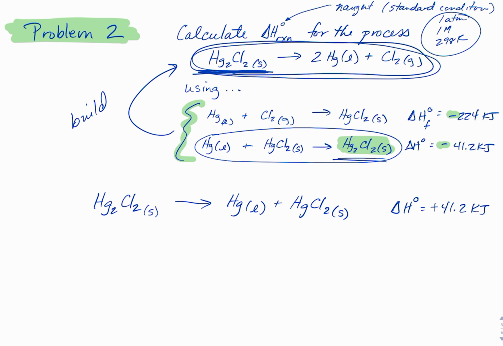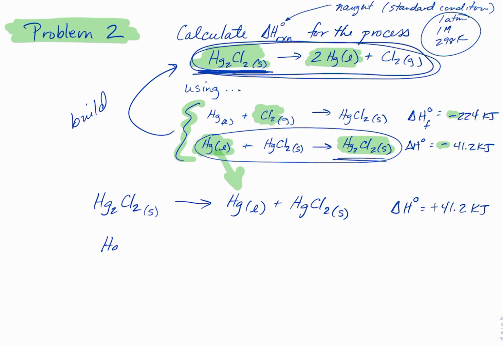Now I have the reactant on the reactant side, but I need to make sure that I have both products. I have mercury, which moved over here, but I don't have chlorine yet, so I need to get chlorine on the product side. I'm going to use that other reaction and flip it to put chlorine as a product, so I rewrite the whole thing.